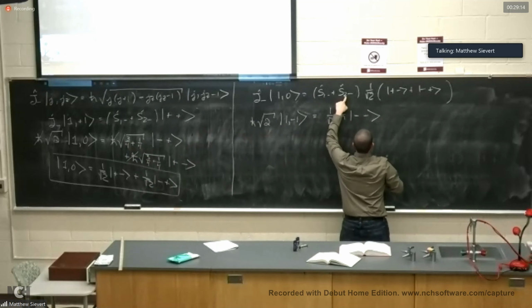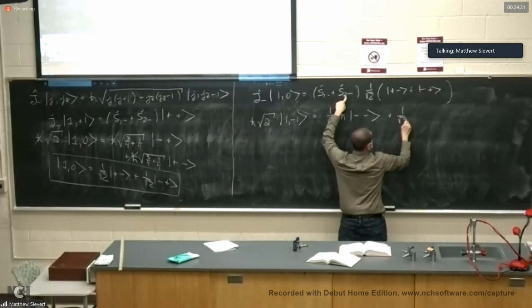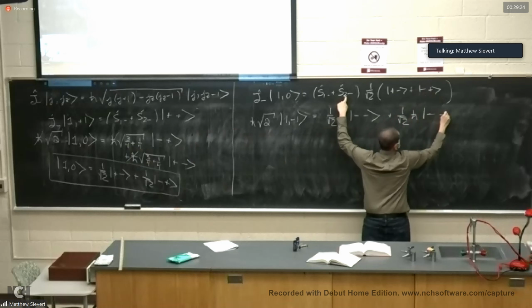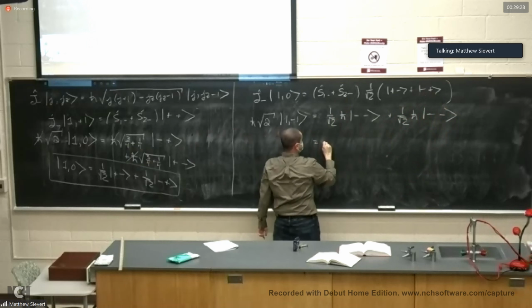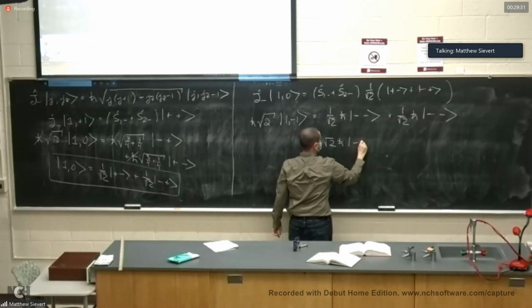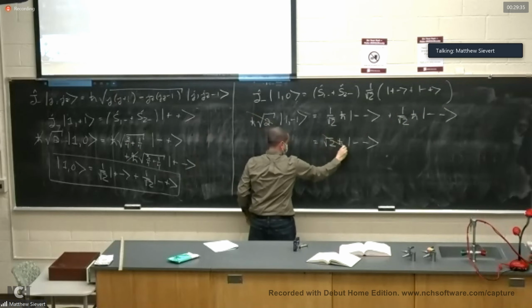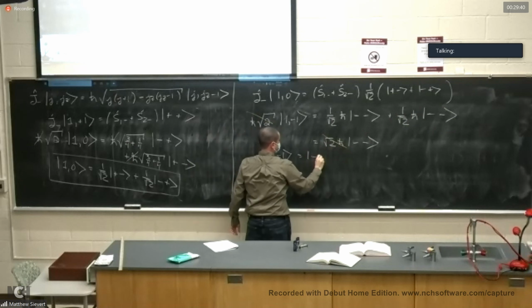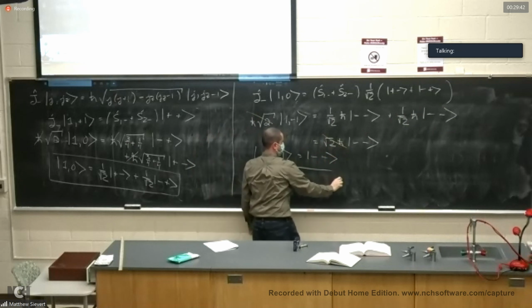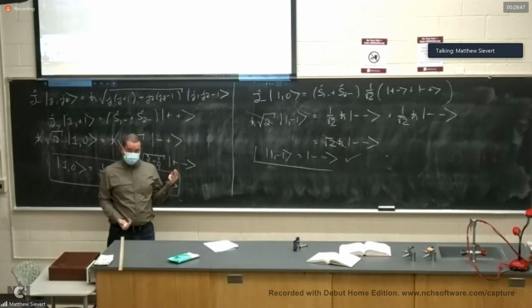Likewise, when I have S2 minus, that gives me 0 when it acts on the first state. It only gives me something non-zero when it acts on the second one. So I get plus 1 over root 2 h bar minus minus. These two terms are the same. This is just equal to square root of 2 h bar minus minus. And I cancel my coefficients, and you get what you expect. So this generates all 3 states in the spin 1 ladder.